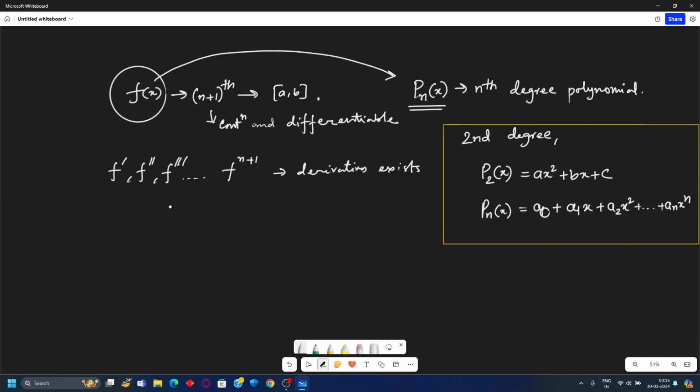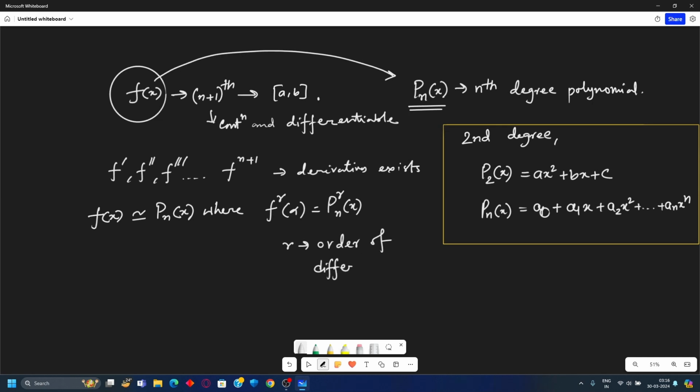polynomial, and we want to say f(x) is approximated by our Pn of x, where we can take f r of alpha equal to Pn r of alpha, where r is the order of differentiation. Okay, easy. Now, this is our idea of Taylor's series.